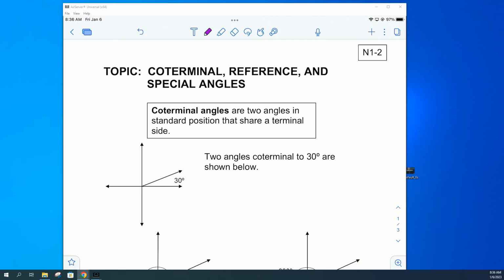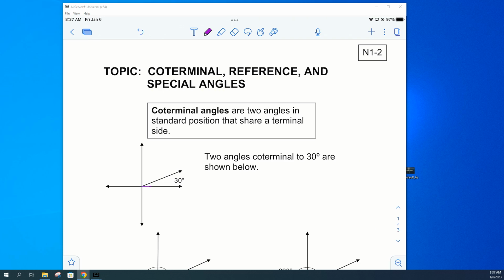All right, what we're doing today is lesson 1-2. It's kind of three different things: coterminal angles, reference angles, and special angles. And so we're going to start with coterminal angles. Coterminal angles are two angles that share a terminal and initial side.